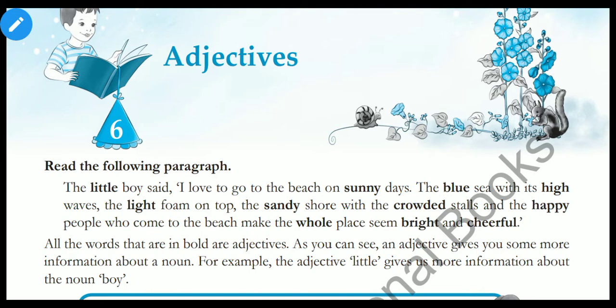So over here you can see the words which are in bold, they are all adjectives. They are giving some more or some extra information about the noun or the pronoun that has been placed after that adjective. For example, you can see little. Little is an adjective which is modifying a noun, that is boy. This little is telling something extra about that boy, some extra quality about that boy.